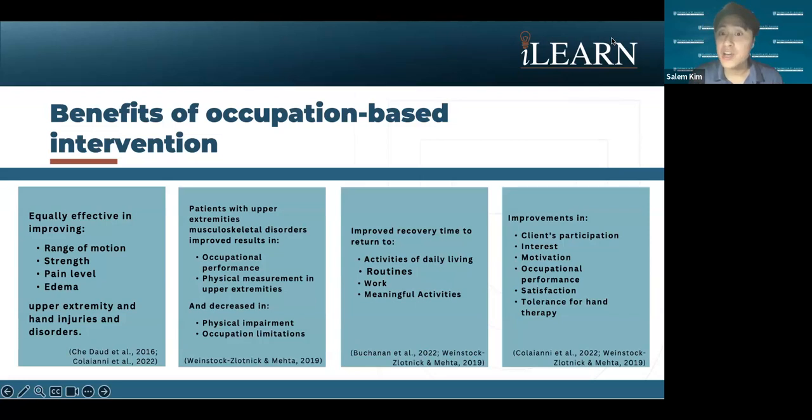And surprisingly, the recovery time to return to activities of daily living, different routines of individuals, going back to work and participating back in their meaningful activity was much shorter when occupation-based interventions were used. Lastly, patients demonstrated increased interest, motivation, satisfaction, and tolerance of hand therapy as well. So all these results from these studies show that occupation-based intervention is equally effective when compared to other interventions that are currently being used in hand therapy.